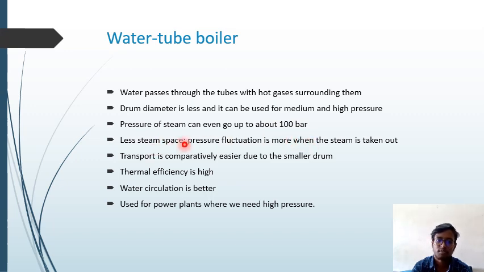It requires less steam space, so pressure fluctuation is more when the steam is taken out. Transport is comparatively easier due to smaller drum space. Thermal efficiency is really high. Water circulation is better than fire tube boiler, and it is used for power plants where we need high pressures.